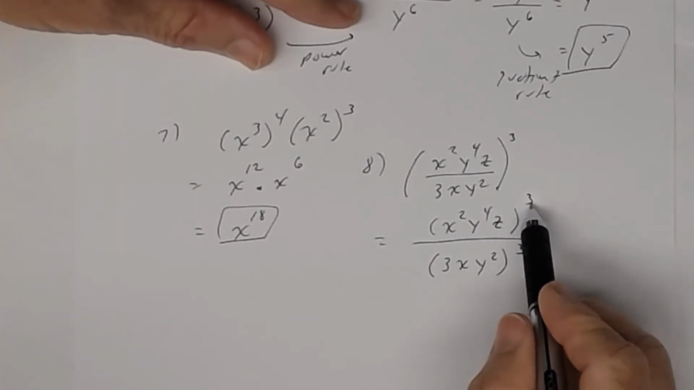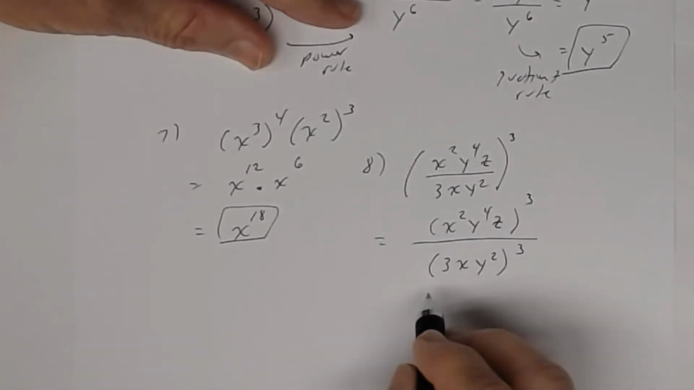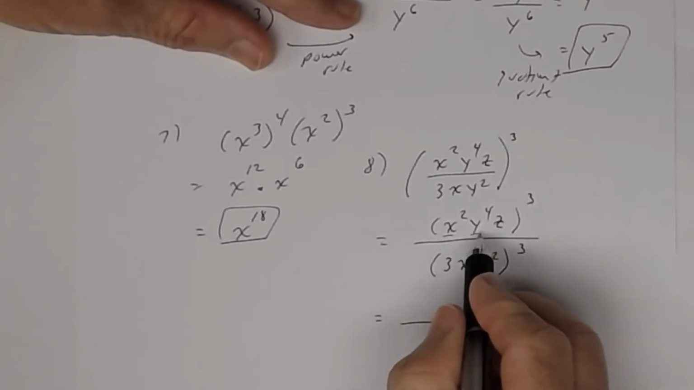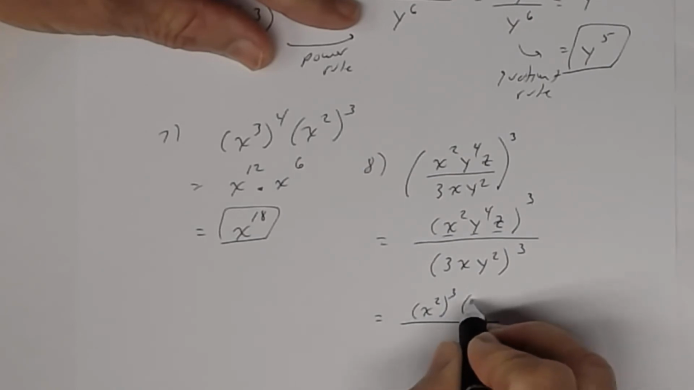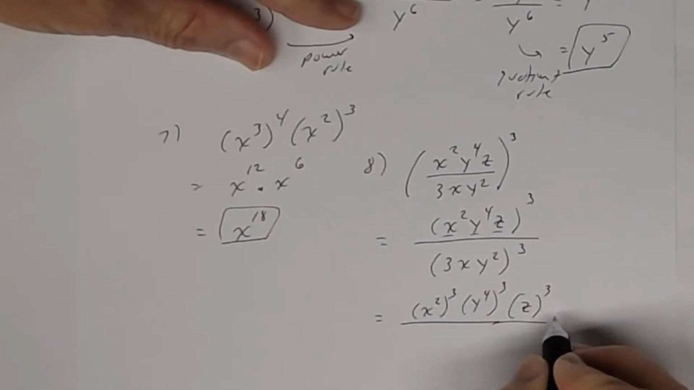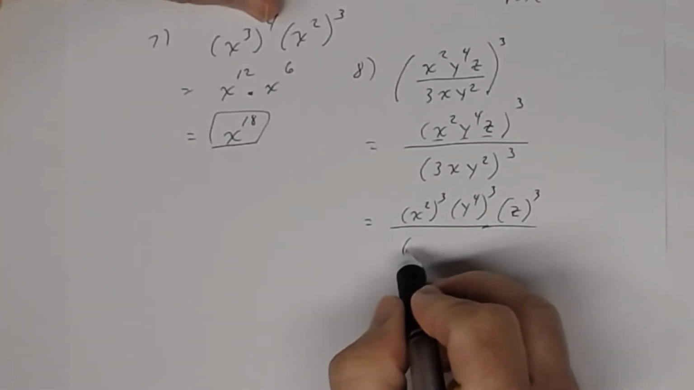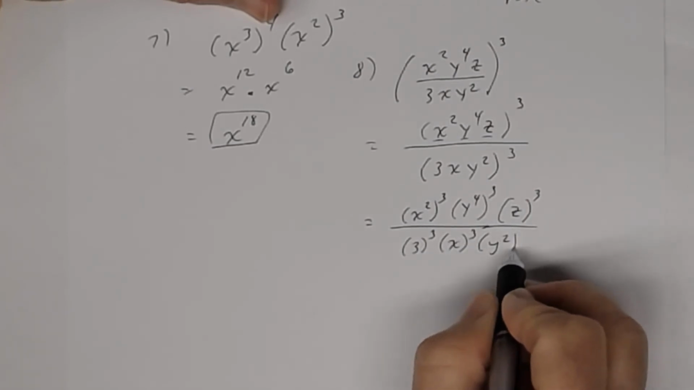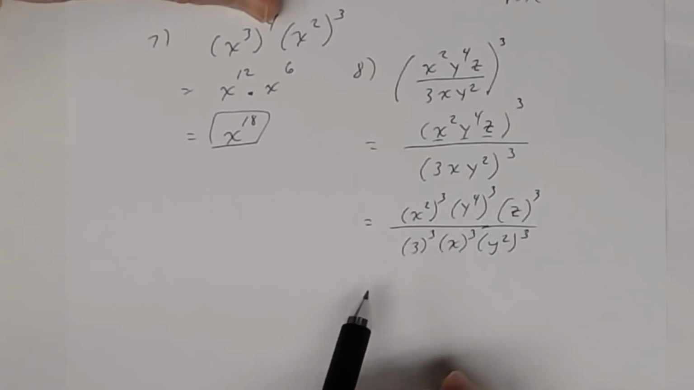Then I'm going to use the power of a product in both cases here, both numerator and denominator. So that becomes, in the numerator, I'm going to cube each of these factors here. So I get x squared cubed, y to the 4th cubed, and then z cubed. So I put all those in parentheses. That's important. The same thing in the denominator. 3 cubed, x cubed, y squared cubed. And I'm going to simplify each of those products.